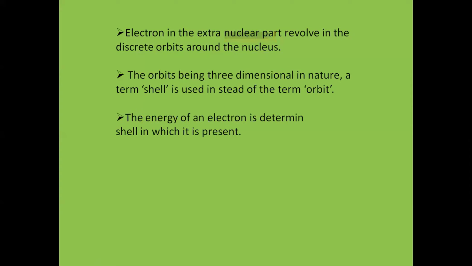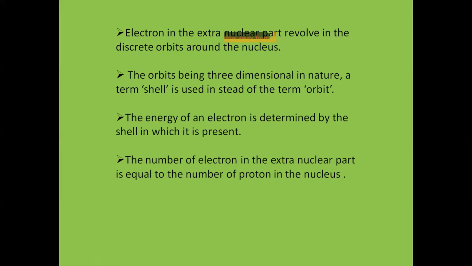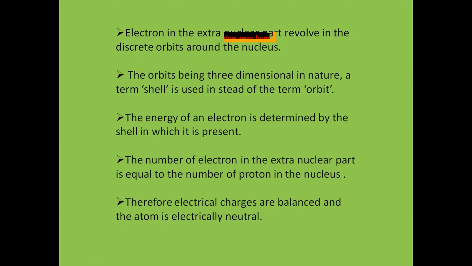The energy of an electron is determined by the shell in which it is present. So the number of electrons in the extra nuclear part is equal to the number of protons in the nucleus, which tells me that the electrical charges are balanced and my atom is electrically neutral.